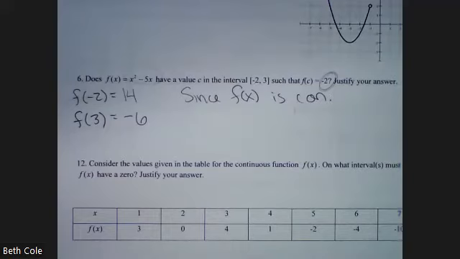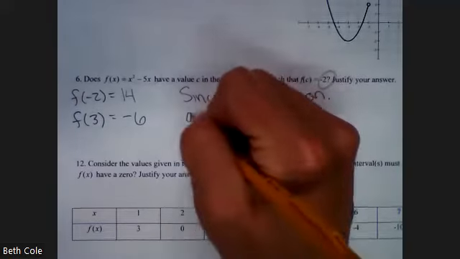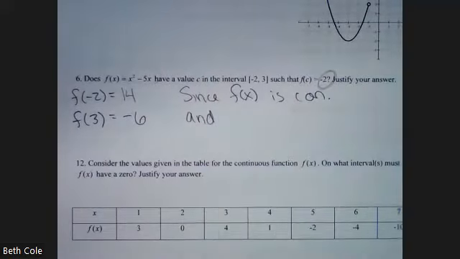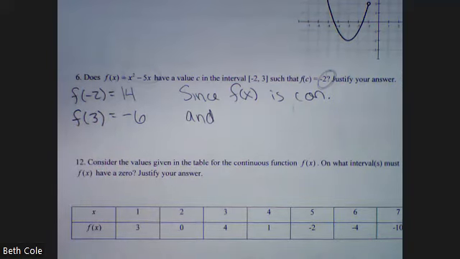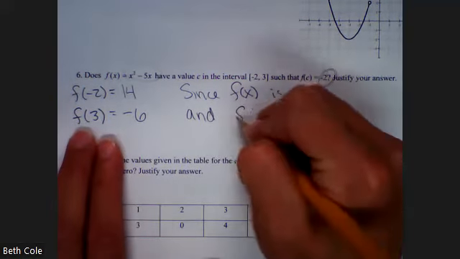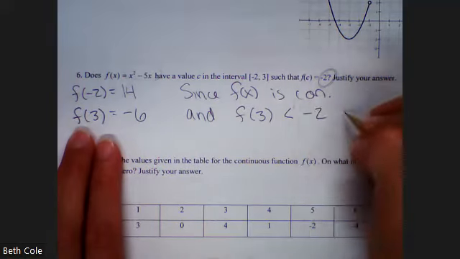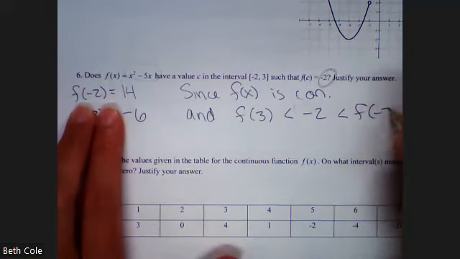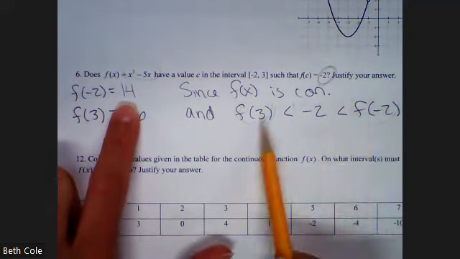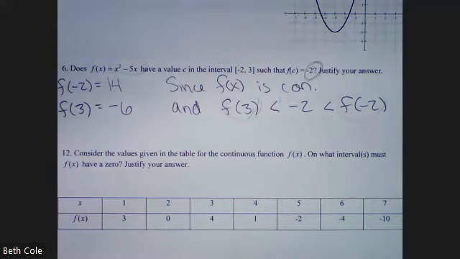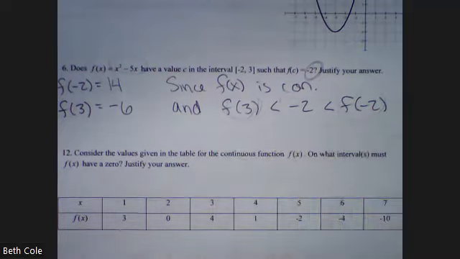Since f of x is continuous, and here's where you mention in between. You can write it in words: -2 is in between f of -2 and f of 3. But here's the shorter way to put it: f of 3 is smaller than -2, which is smaller than f of -2. This one's -6 and this one's +14, so -2 is in between them. If you want to write it out in words, that's fine. But you have to mention continuity, and you have to mention in between.